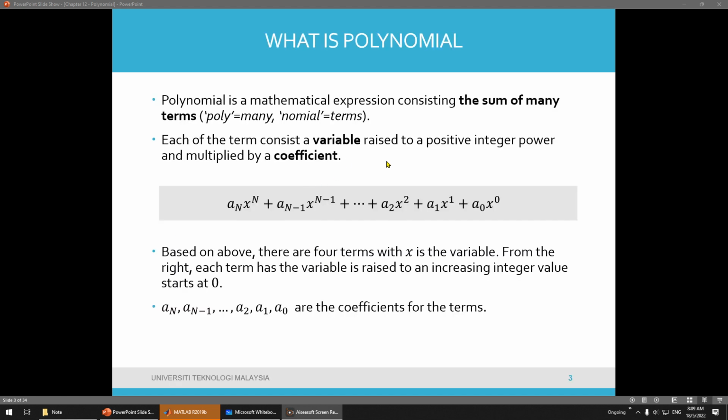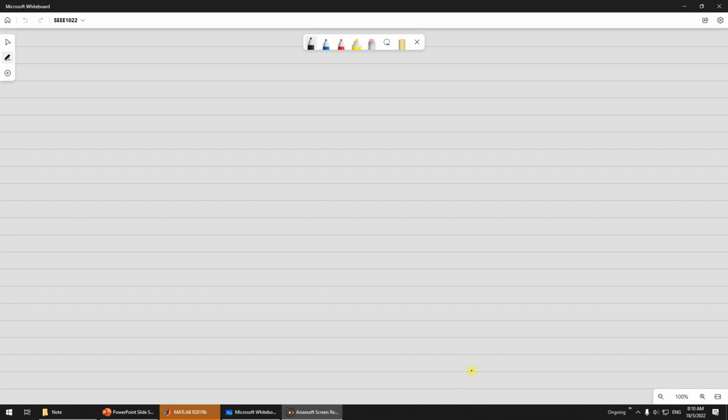Okay, so what is polynomial? So polynomial is a mathematical expression consisting of a sum of many terms. Okay, so basically this one. So if you recall, this is a linear equation, y equals mx plus c. Okay, this is a linear equation. So you can see here, this is a polynomial with 1 degree.